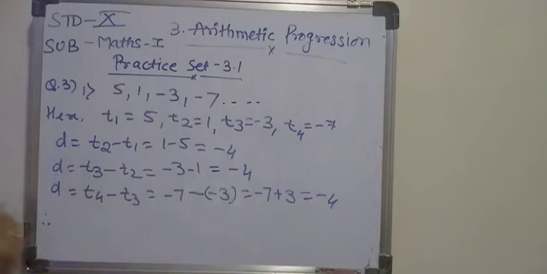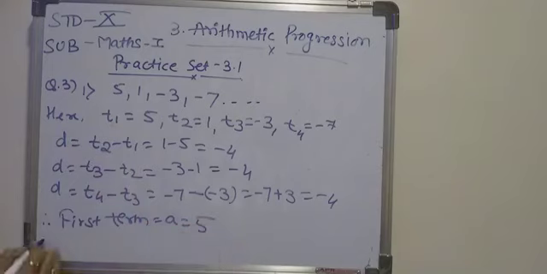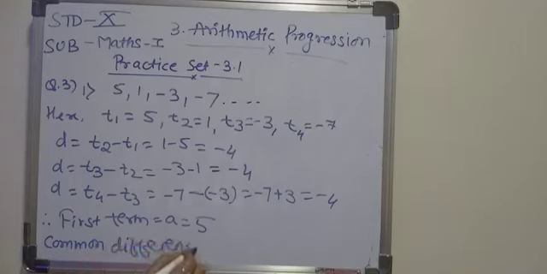The difference between each and every term is the same. So therefore your first term A is 5, and the common difference D is minus 4. So this is how you are going to solve the sums of practice set 3.1. I hope you all understood.